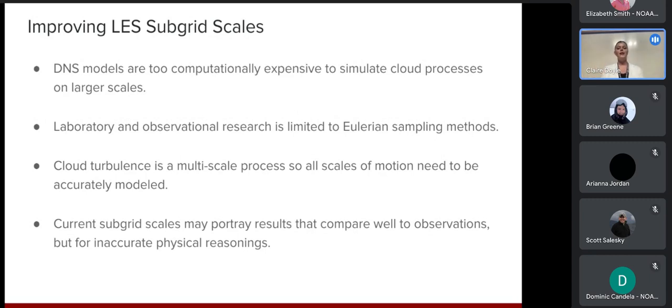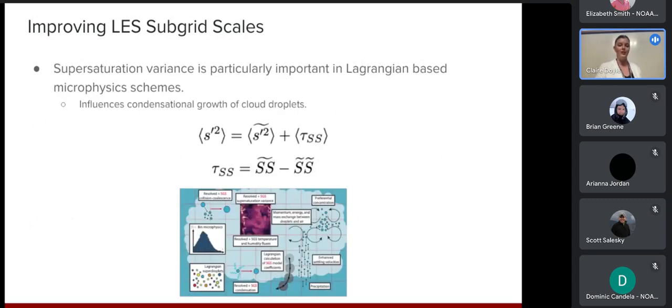So we want to take a look into this, especially from the cloud physics side, because subgrid scale models for momentum and scalar fluxes has been an area of research for several years, and they're doing a bit better on those, but really focusing on the cloud physics subgrid scale terms is an area of research that is certainly still ongoing. So we're going to take a look at that.